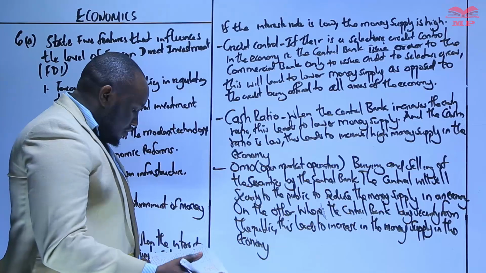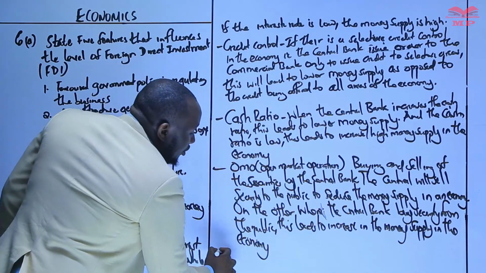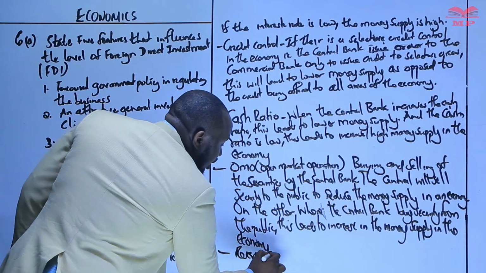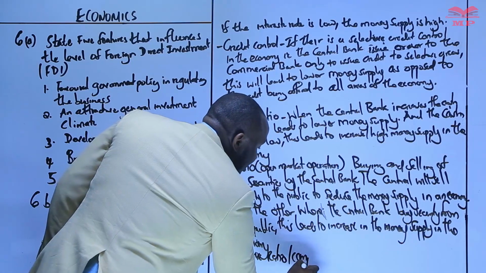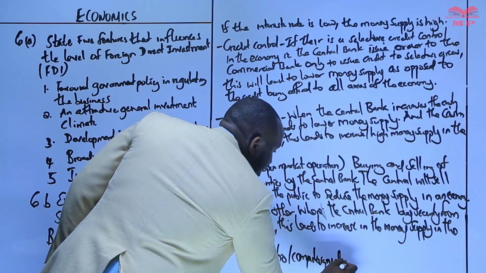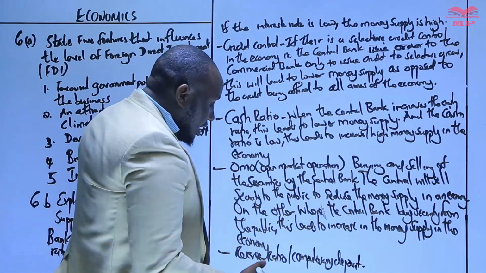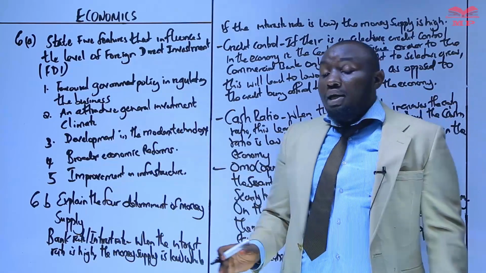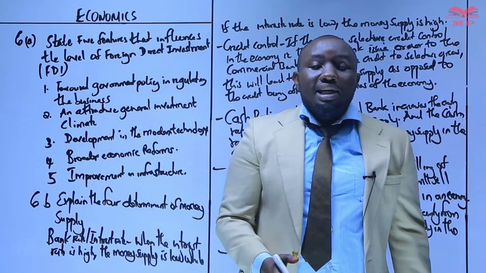We can also talk about a few things that you can research more on: the reserve ratio, what we call the compulsory deposit. We just explain it as an additional point. The examiner basically needed four, and for each question, there was the point and the explanation to it. So as an additional one, that is the reserve requirement.